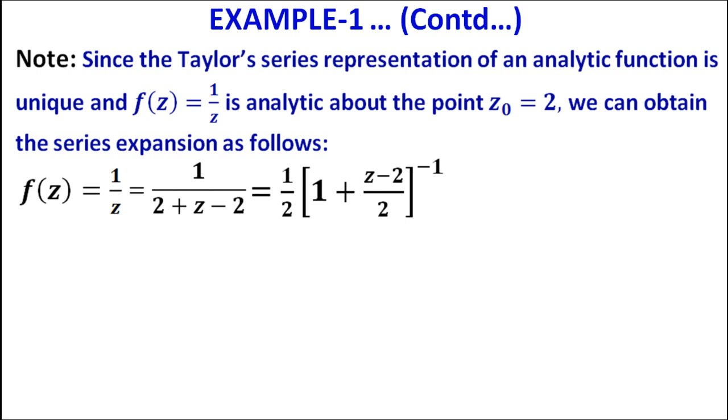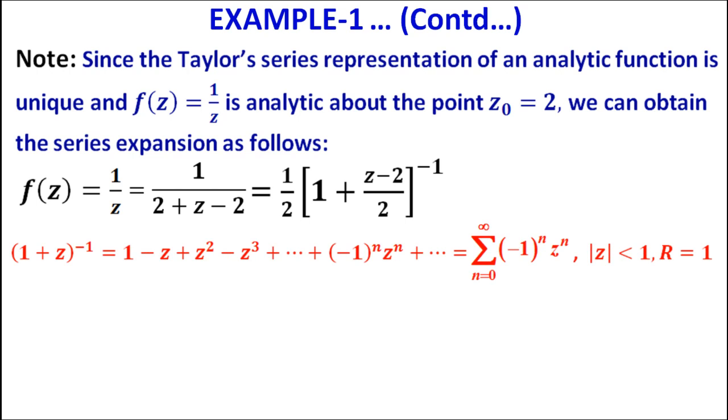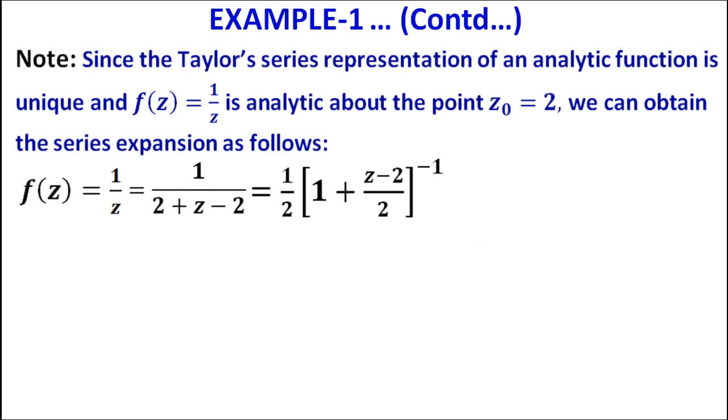In PUC we have studied the binomial expansion (1 plus x) whole to the power of minus 1. Can you remember, guys? See the expansion. (1 plus z) whole to the power of minus 1 is equal to 1 minus z plus z square minus z cube plus and so on, (minus 1) whole to the power of n, z power n and so on, which can be written in the summation format, summation of (minus 1) whole to the power of n z power n, where mod z is less than 1 and radius of convergence is also 1. By utilizing this expansion, I am expanding the things.